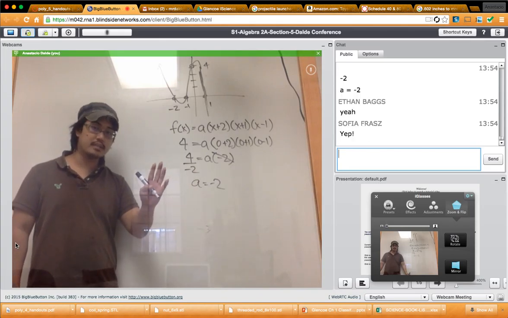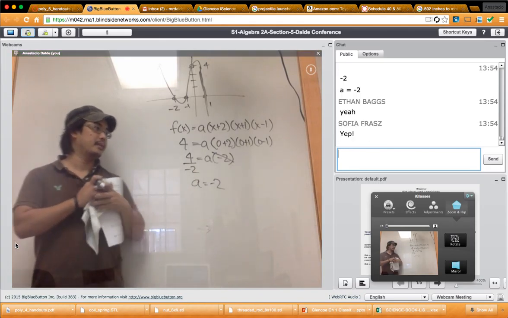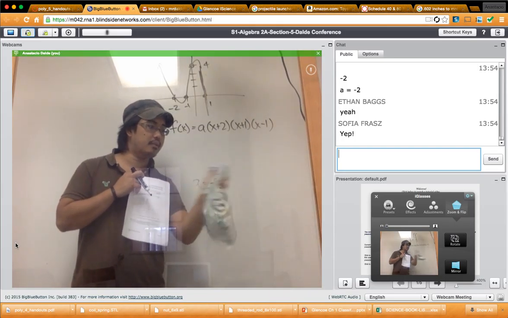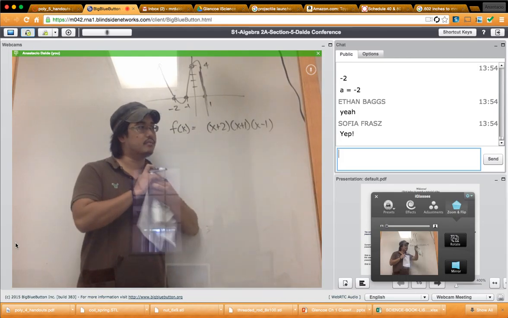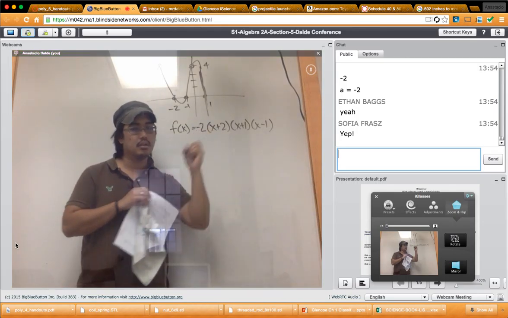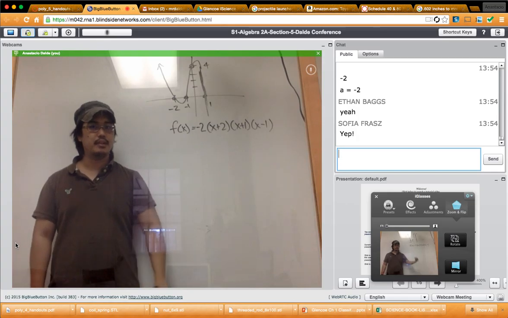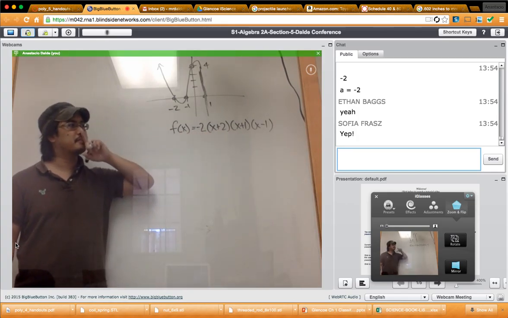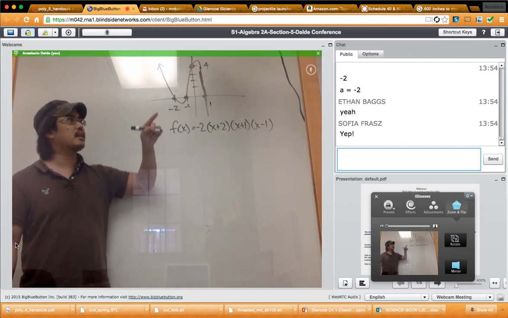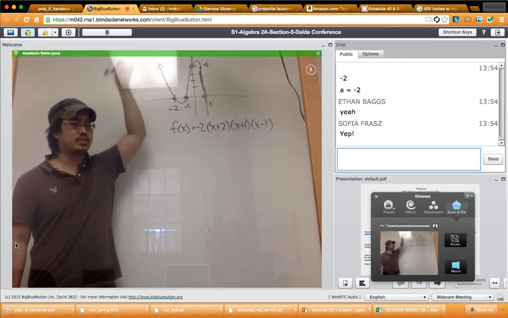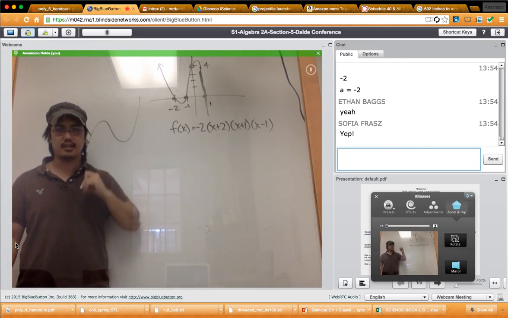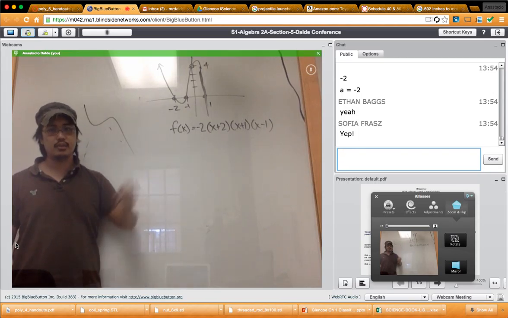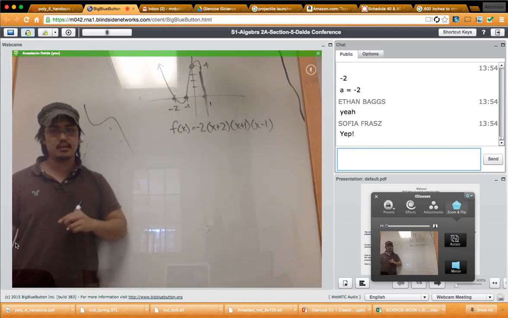I'm going to erase in just a second. All right. I'm going to erase here, and I'm going to replace this a with a negative 2, because I figured out what that's supposed to be. Okay, I like this because this is a cubic function. This has a negative a coefficient, so it means the regular cubic function looks kind of like that, and a negative version would look kind of like that, which is exactly what mine looks like. Are we happy with this?